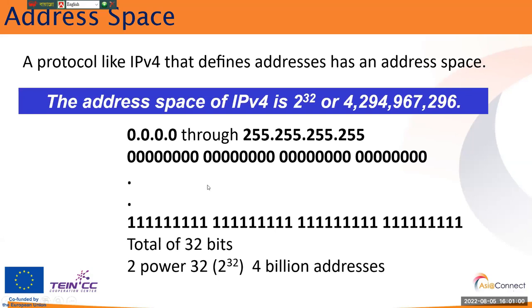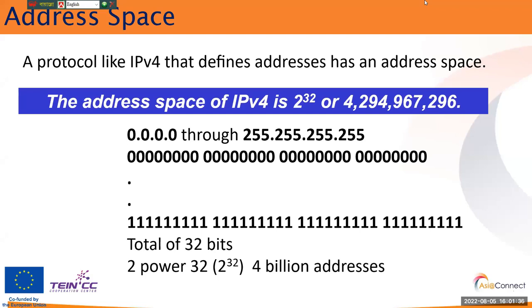This is the first combination, and this is the last combination. The combinations in the middle are the other combinations. So a total of 32 bits means 2 to the power 32, about 4 billion address space. In IPv4, that means we can connect more than 4 billion devices to the internet in the current version. But another issue is that this is just the global IP.